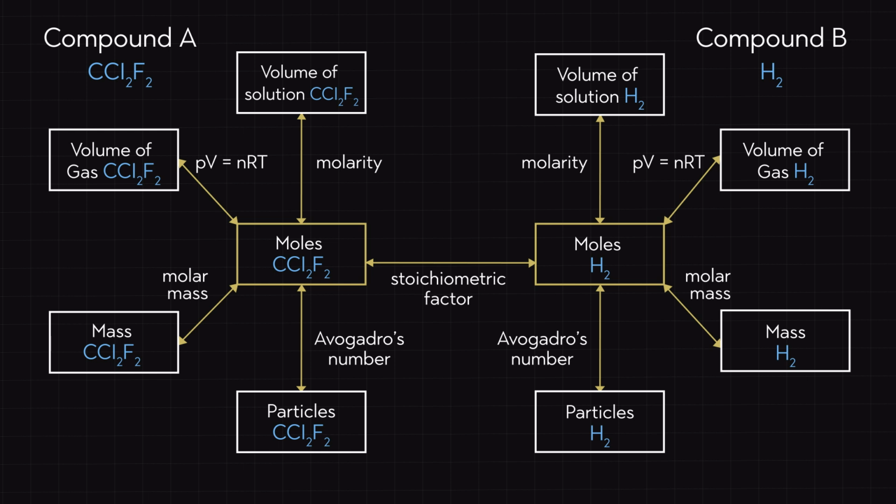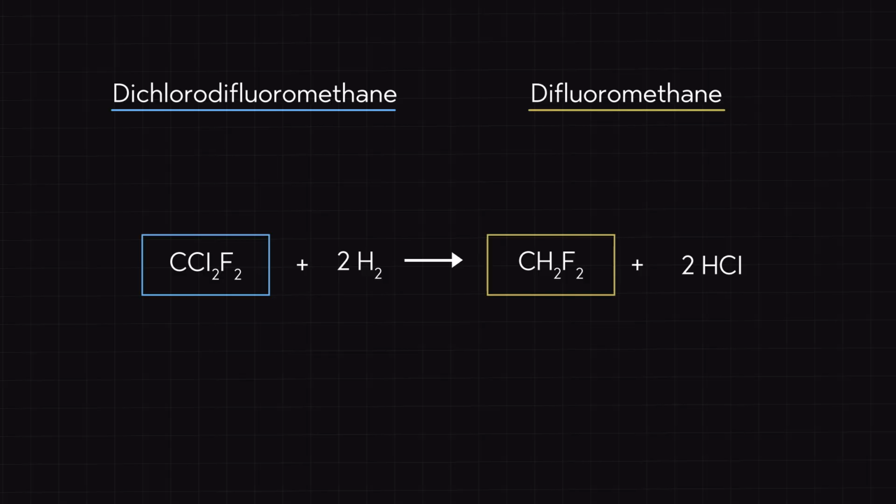This is because the amounts of dichloro-difluoromethane and hydrogen gas are related to each other through the chemical reaction which occurs between particles. From the balanced chemical reaction, we see that for every molecule of dichloro-difluoromethane that is consumed, 2 molecules of hydrogen gas are consumed. Or equivalently, for every mole of dichloro-difluoromethane that is consumed, 2 moles of hydrogen gas is consumed.